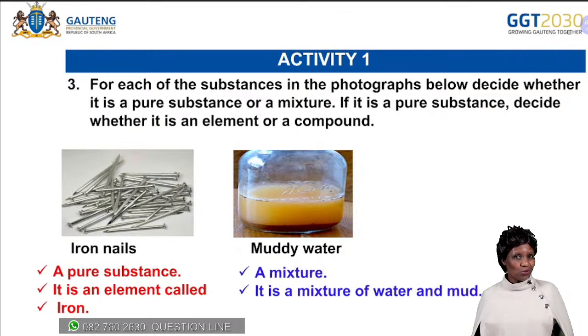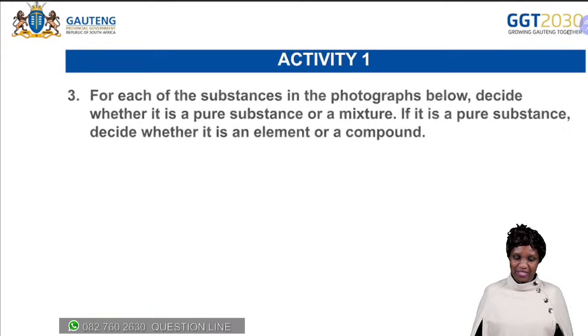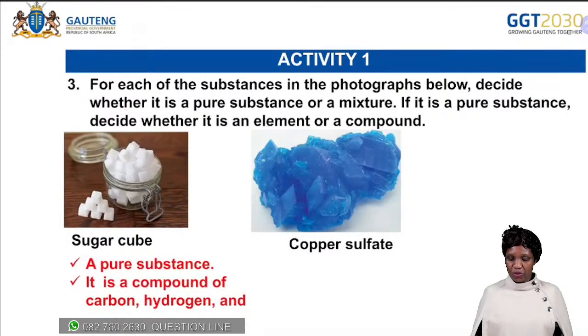And then what about muddy water, grade 8? Muddy water is a mixture. It is a mixture of water and mud. Right. And then let's check the other pictures. We've got a sugar cube and copper sulfate. A sugar cube is a pure substance. It is a compound of carbon, hydrogen, and oxygen.